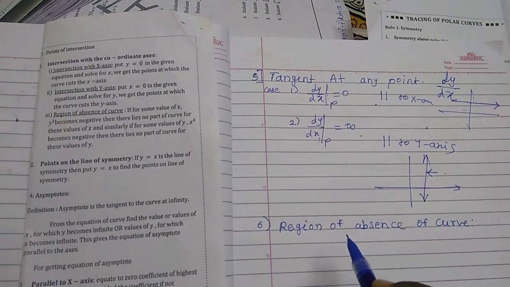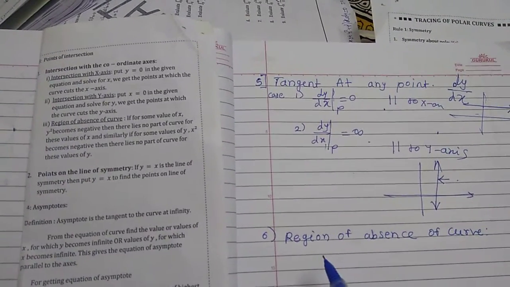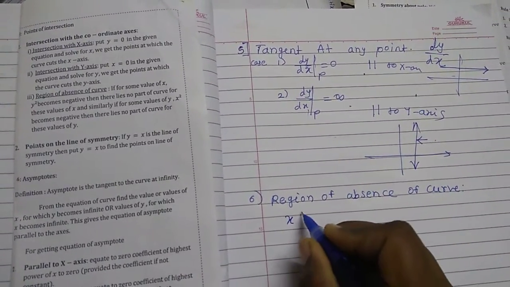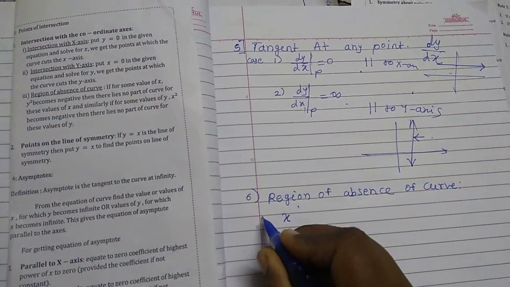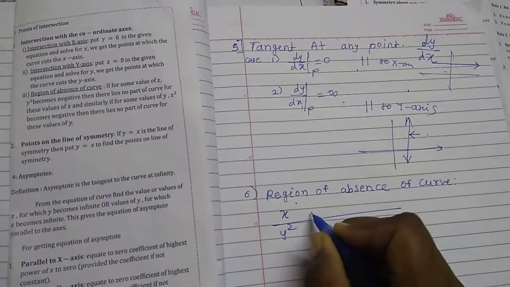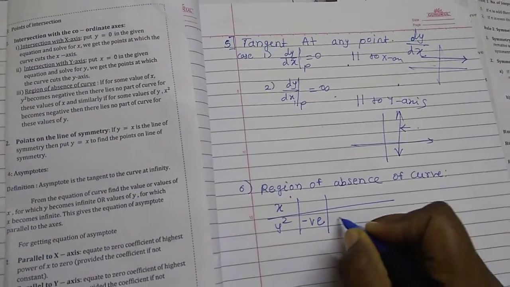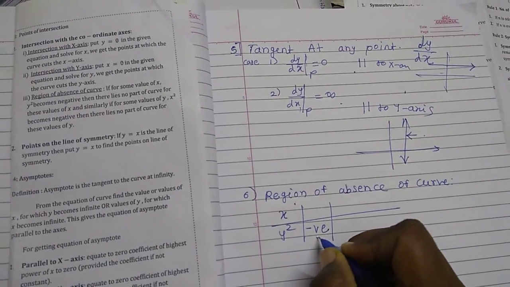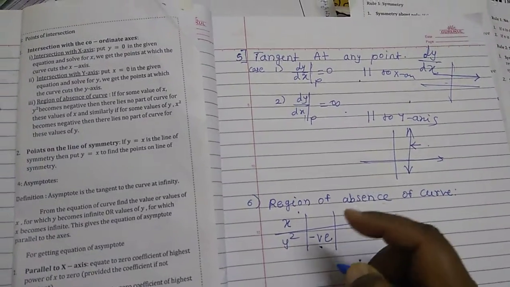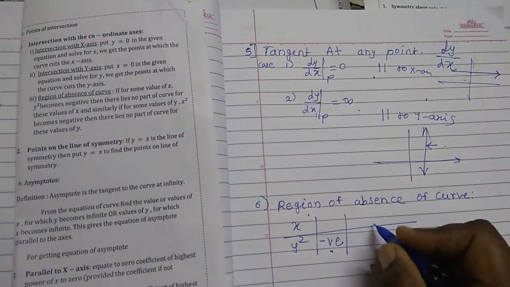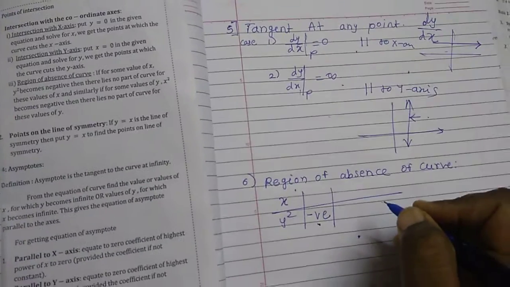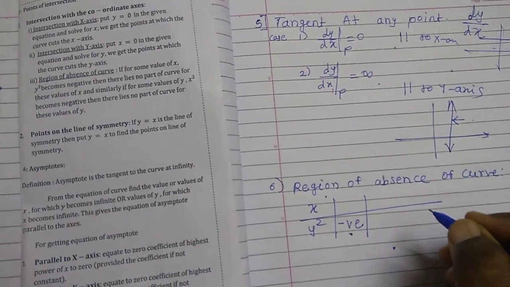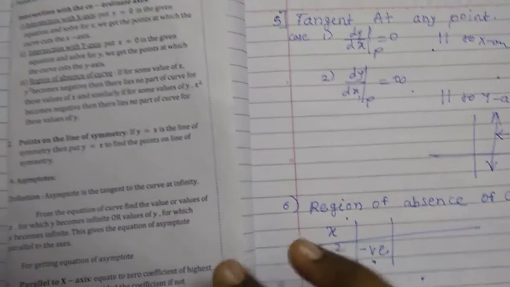Next, we will find region of absence. If for some values of x, y square becomes negative, that is, for values of x, y square becomes negative, then the curve doesn't lie in this region. Okay. Similarly, if for some values of y, x square becomes negative, then there lies no part of curve for this value of y.